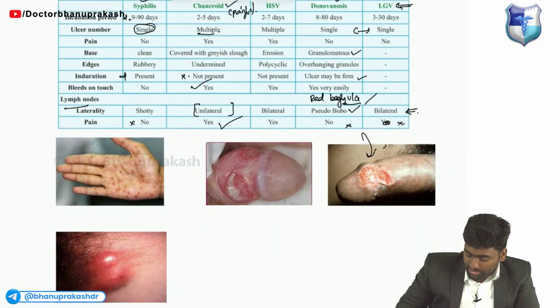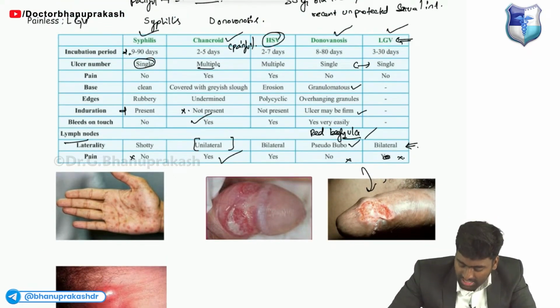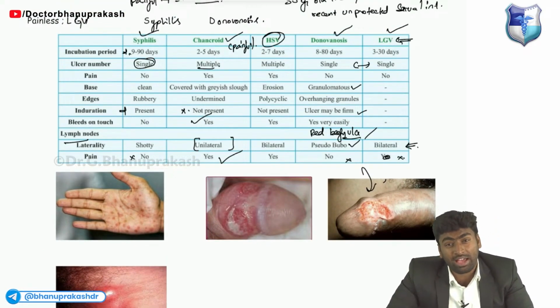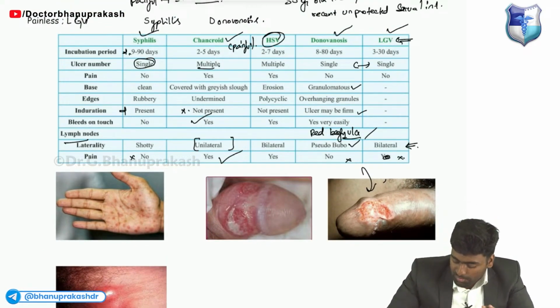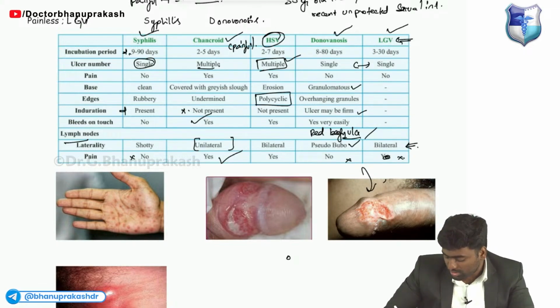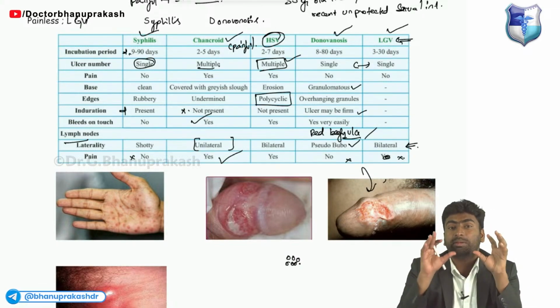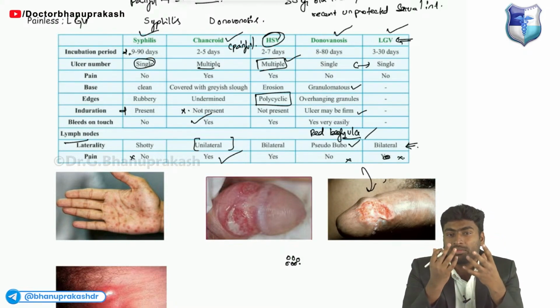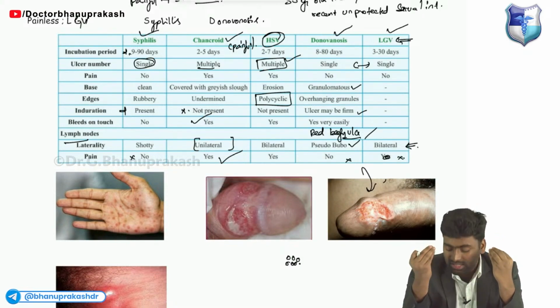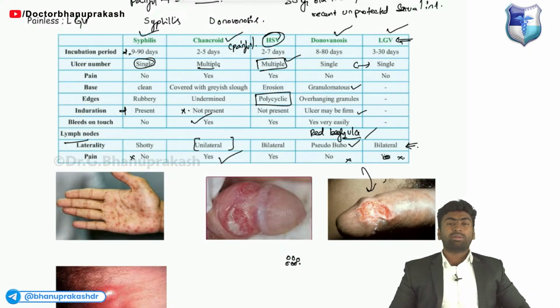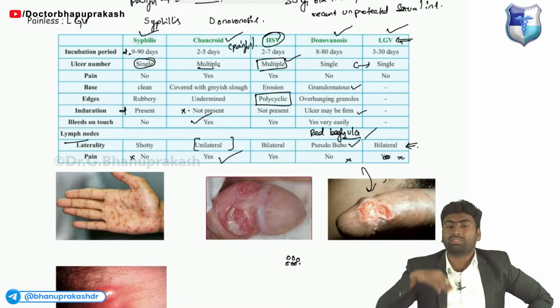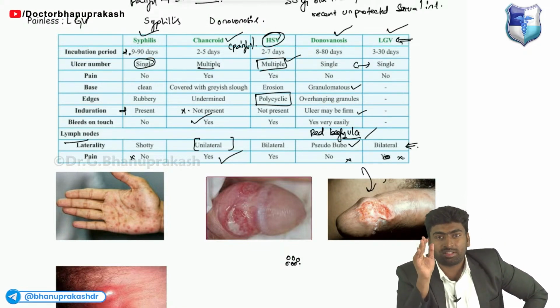Fine. And in the case of HSV, as I told you, it also will be having a painful ulcer. But if you see this painful ulcer, it will be multiple, and it will be having polycyclic ulcers. Means there will be 1, 2, 3, 4, 5. There will be multiple ulcers which will come together and form a single ulcer. So it is known as polycyclic erosions. And we know it will be caused by HSV2. Mostly whatever is below the waist will be caused by HSV2.